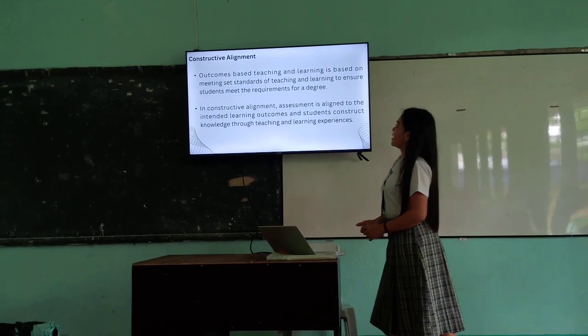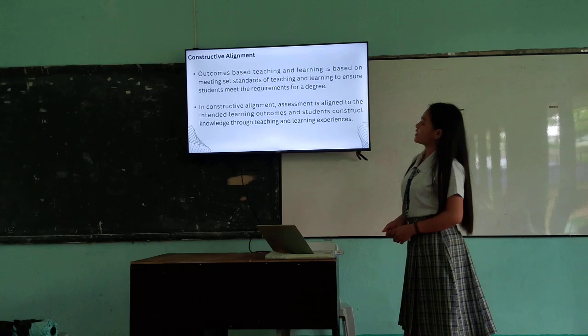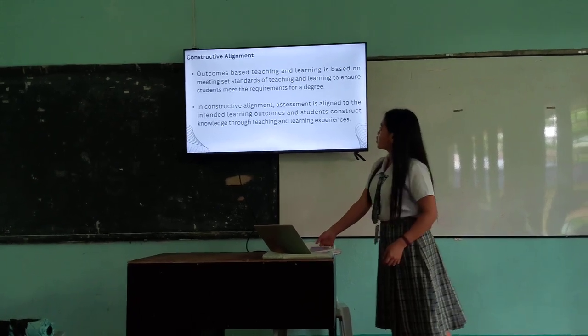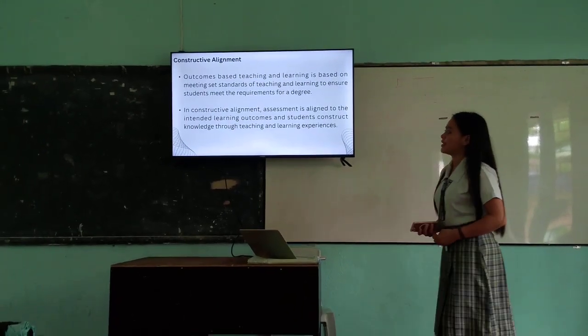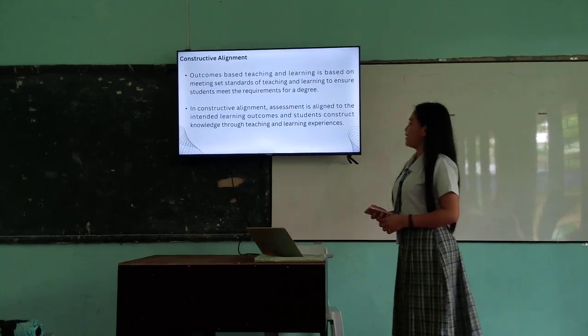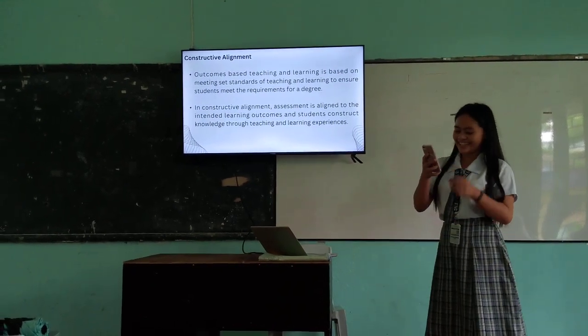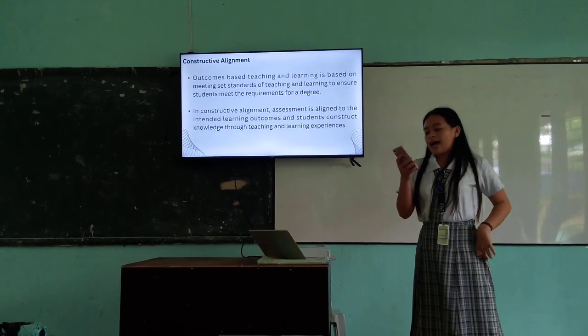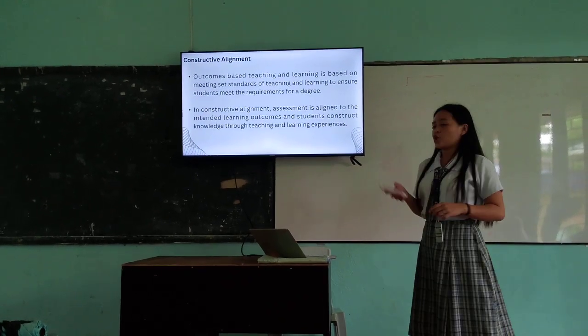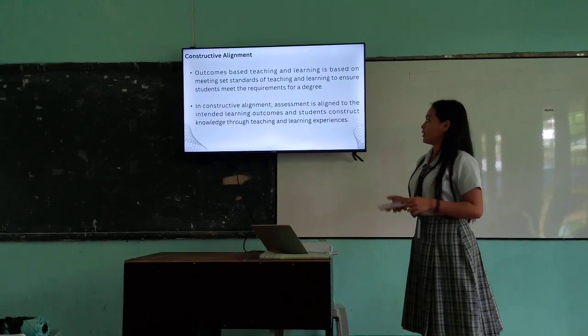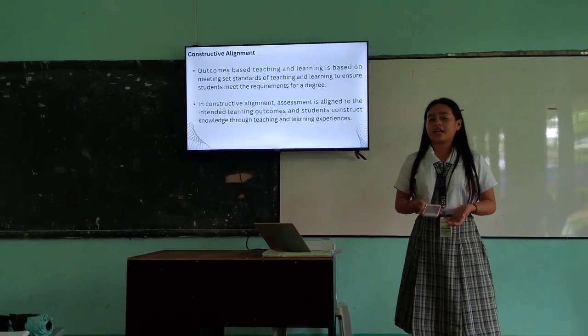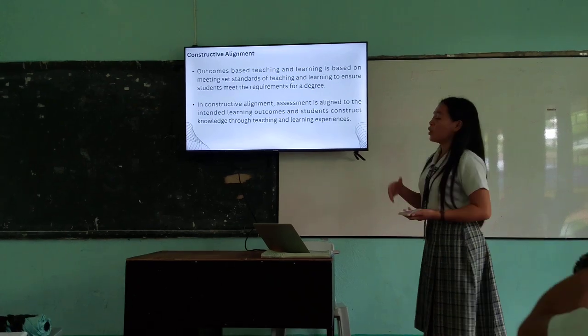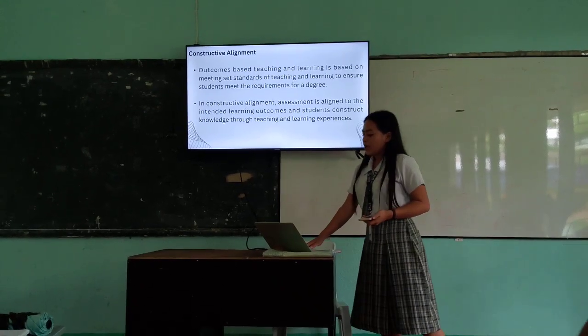Outcomes-based teaching and learning is based on meeting set standards of teaching and learning to ensure standards meet the requirements for a degree. So, also the constructive alignment has a set of standards to ensure that students are equipped with knowledge they need and enable for them to perform well in their own field.